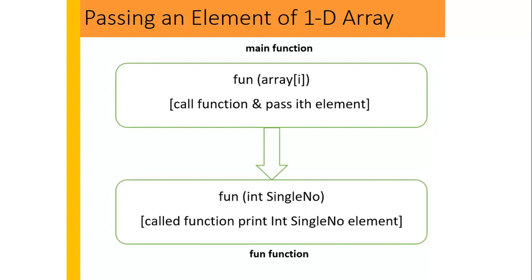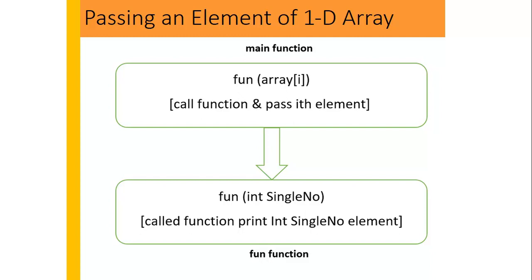Whatever the value of I is, for example if the value of I is 2, the third element of the array will be passed to the function. On the receiver end, where the definition of the function is given, only a single integer is received because we have passed one element. So we write int and the variable name, a single integer value, and we perform our task. This is the first scenario.